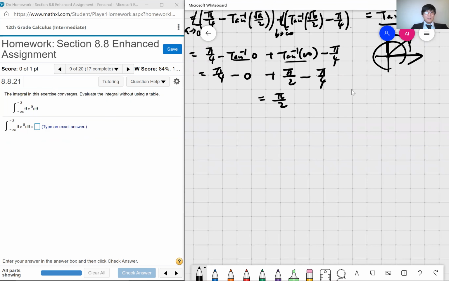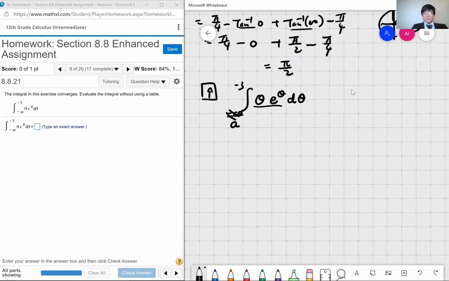Okay, number 9. Let's look at the expression. This is a continuous function everywhere, so it is, again, a type 1 improper integral. So we just take a limit later. So just put, say, a here.